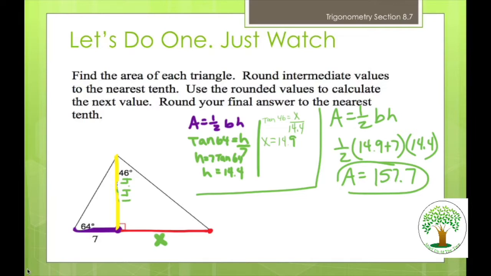There is no units. I want you to be really cautious. If they would have given this 7 in inches here, your problem would be wrong if you left it 157.7. You have to put inches at the end. Be careful, not just inches, but inches squared because this is area. Okay, so don't forget that. All right? Questions? Let's do some together.